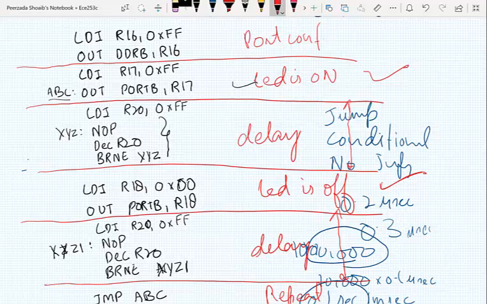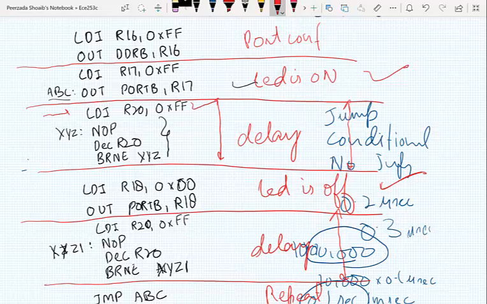As I have told, most of the instructions take only one machine cycle, but there are some instructions like jump, branch, which have to calculate the address, jump address or branching address. They take more than one machine cycle, sometimes two, sometimes three machine cycles. If we assume that each of these instructions takes only one machine cycle, so what we are doing actually inside this delay, I am loading some value.